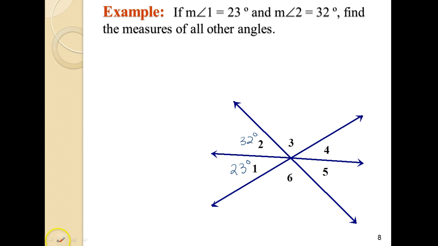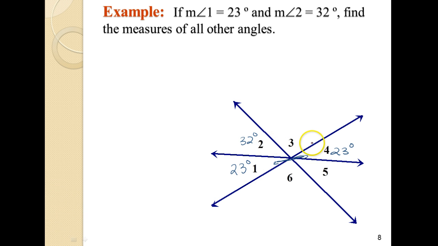Let me go ahead and switch colors. Now what I know here that's equal to one another, angle 1 and angle 4, those will be what type of angles? Alright, so these are vertical angles, so we can go ahead and also label angle 4 will also measure 23 degrees. Okay, now if we look at all of this, let me switch colors.